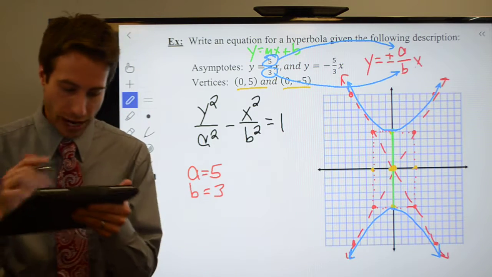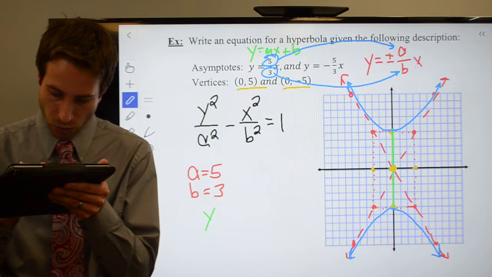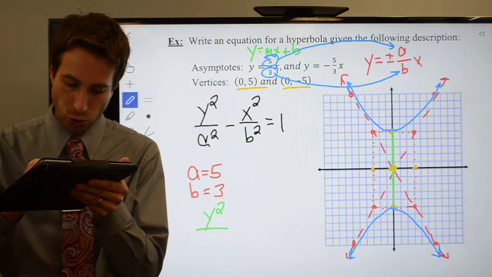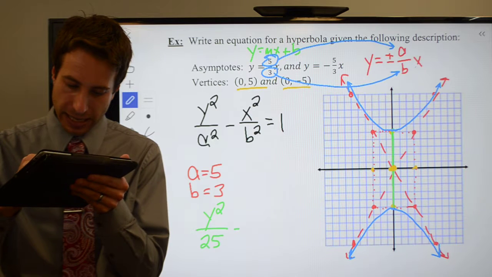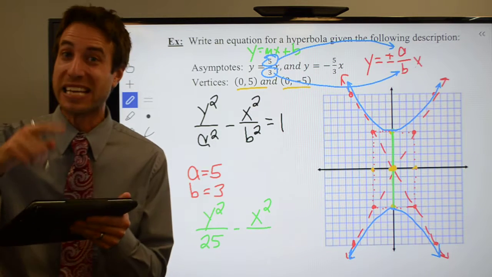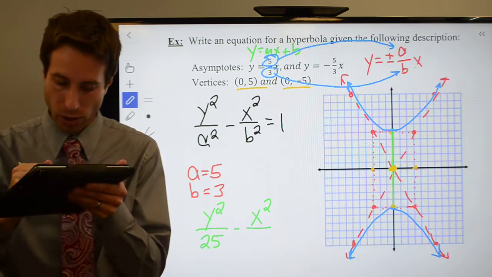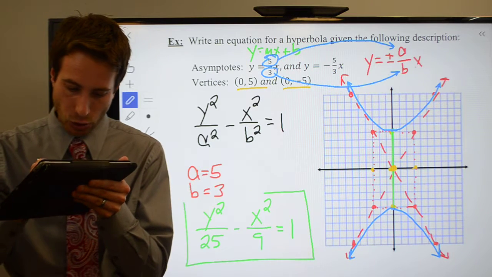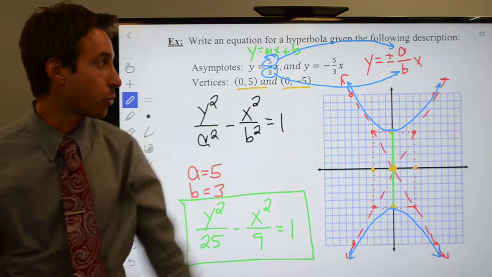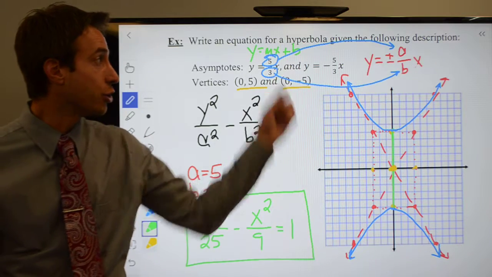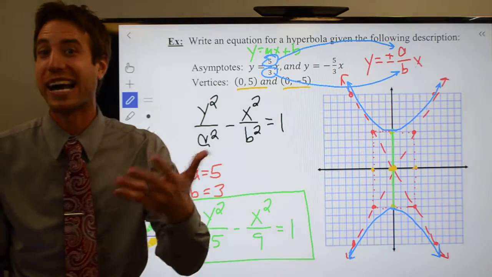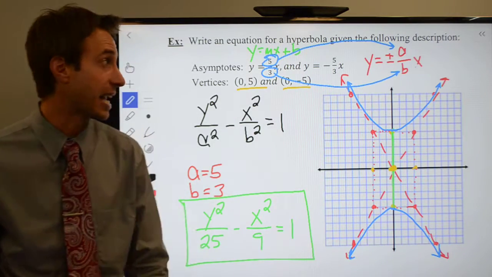Hey, go ahead and write your equation. Y squared over A is 5, 5 squared is 25, minus x squared. B is 3, but I need a b squared, so 3 squared would be 9. That's all equal to 1, and that is the equation for the hyperbola that we just graphed right there. Using the asymptotes, I didn't even need that Pythagorean theorem, which is why I think this one's actually a little bit easier than the last one we used.